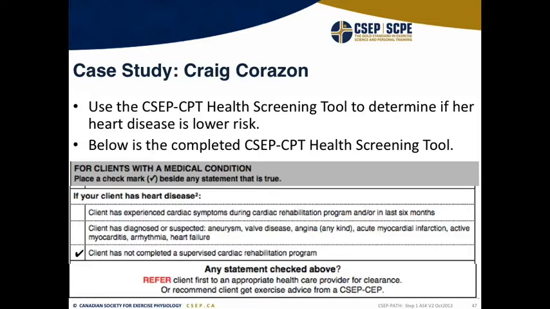So we know that Craig has established heart disease, but is it safe for him to embark on a physical activity program supervised by a C-SEP-C PT? So even though Craig's atherosclerosis has been successfully treated with a stent, and he's been taking medication since this time and is feeling much better, the fact that he's not completed a supervised cardiac rehabilitation program indicates that he should get his exercise advice from a C-SEP-C EP.